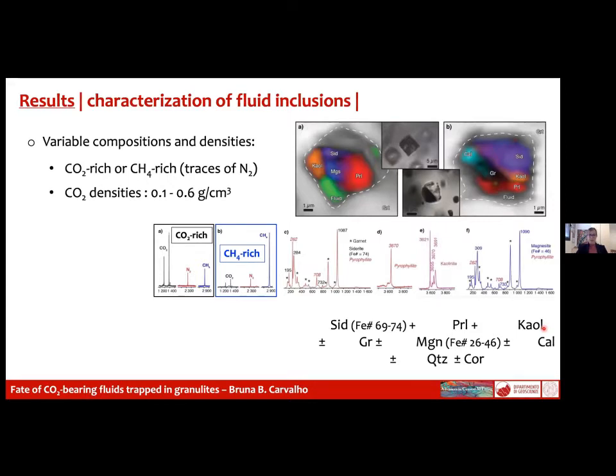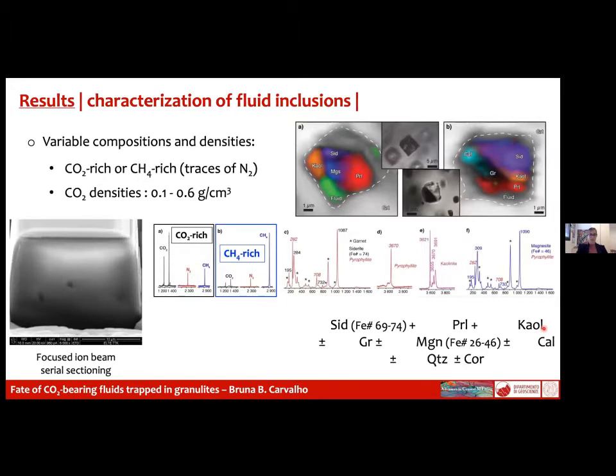And with the focused ion beam, we also did the serial sectioning. Here there's a video of the process where you can see the minerals and the cavity.